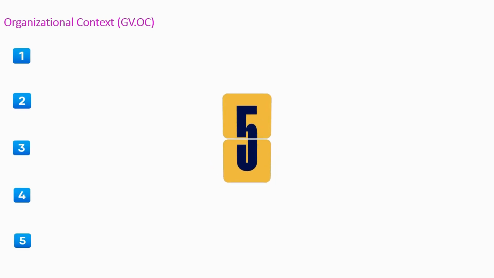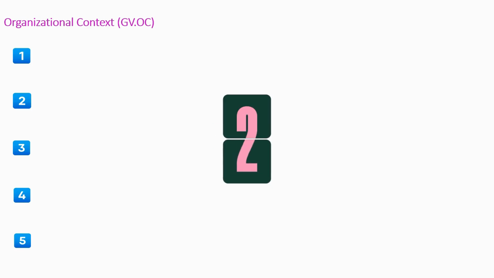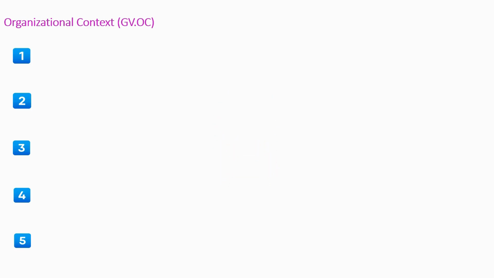Let us now discuss the first category, that is organizational context. It has a total of 5 subcategories. We will discuss in detail how to implement each one of these. The first subcategory requires that the organizational mission is understood and informs cybersecurity risk management.